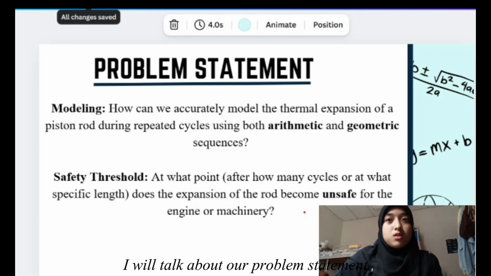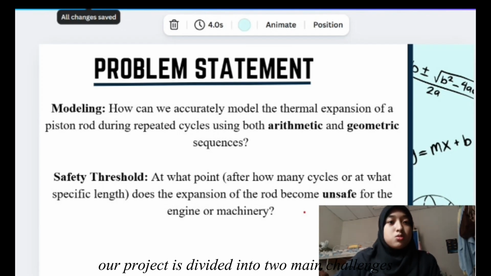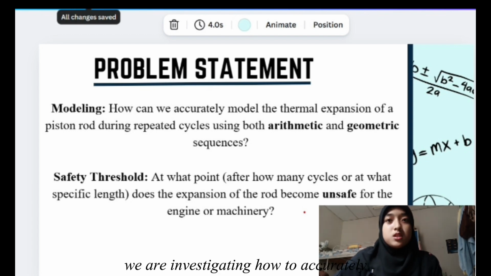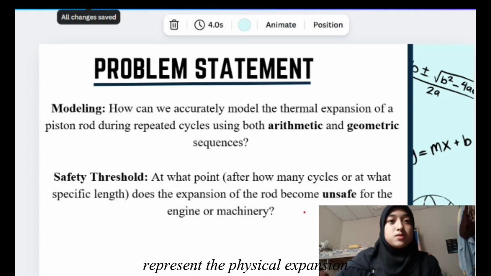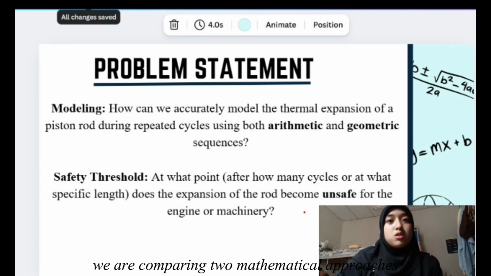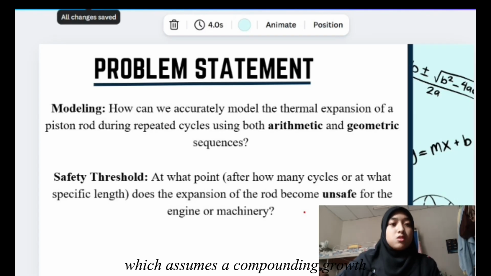I will talk about our problem statement. Now, let's look at our problem statement. Our project is divided into two main challenges. First is modeling. We are investigating how to accurately represent the physical expansion of a piston rod during repeated heating cycles. To do this, we are comparing two mathematical approaches. First, an arithmetic sequence, which assumes a steady increase, and a geometric sequence, which assumes a compounding growth.